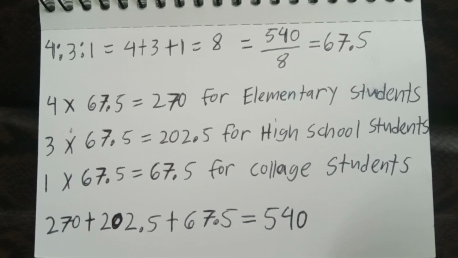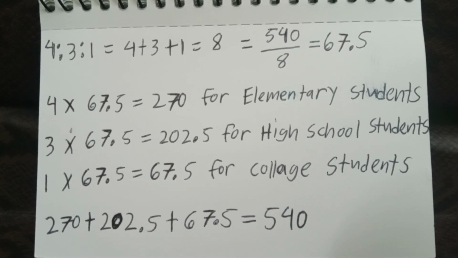4:3:1 is equivalent to 4 plus 3 plus 1, which will give us 8. So our first step is to find the sum of the ratio, which is 8. And the second step is to divide the base by the sum, which will be 540 students divided by 8 equals 67.5. And for the third step, we have to multiply each quantity by the quotient.